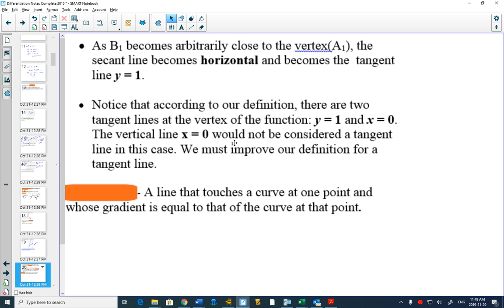So according to our definition, which was wrong, there would be 2 tangent lines at the vertex. We could do a vertical line or a horizontal one, but only the horizontal one is true for the tangent. So our definition that we started with needs to be improved. Here's an improvement: a line that touches a curve at one point and whose gradient is equal to the gradient of that curve at that point.